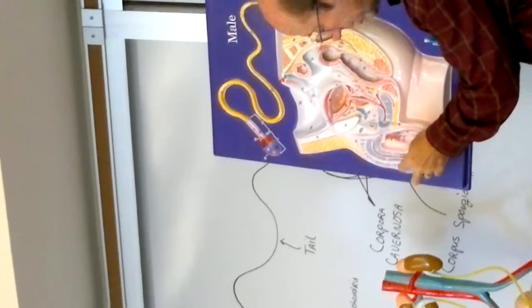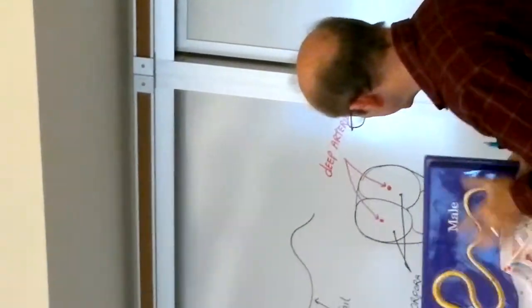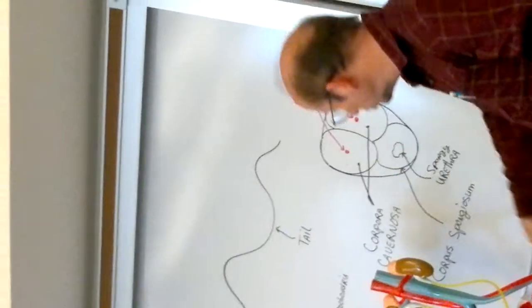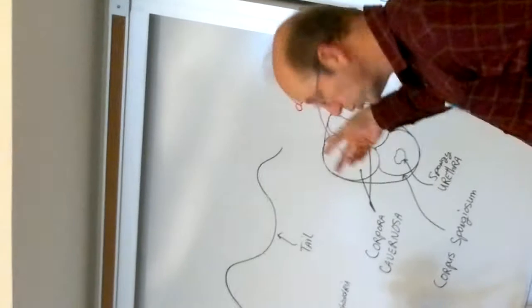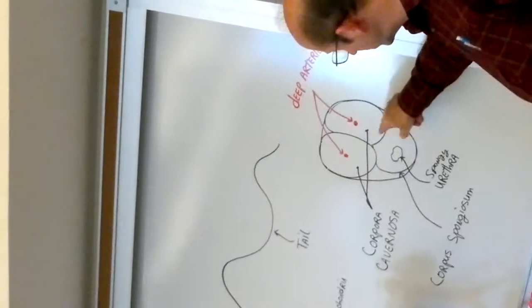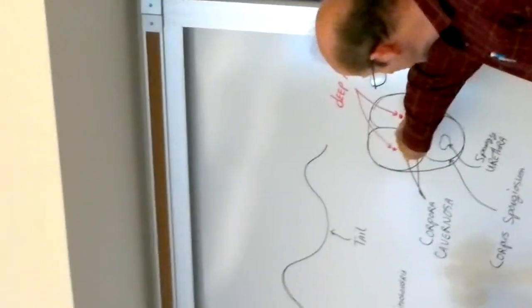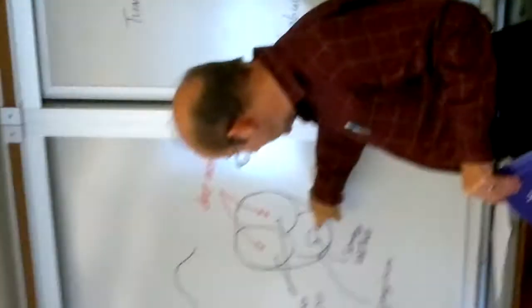And then you have 2 cylinders, which here's one here. There's 2 of them, the corpus cavernosa, which are on top. Those are the ones that are going to fill with blood. So I drew that picture here. These are the 2 corpus cavernosa. They're called corpora cavernosa, plural. And there's your corpus spongiosum down here. Those are the deep arteries that will fill these 2 cylinders with blood for an erection. And down here, there's the spongy urethra going through the middle of the corpus spongiosum.